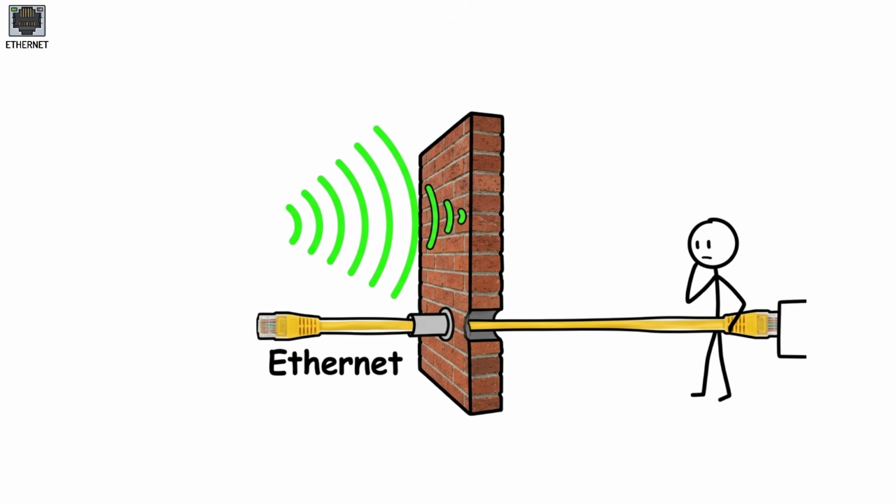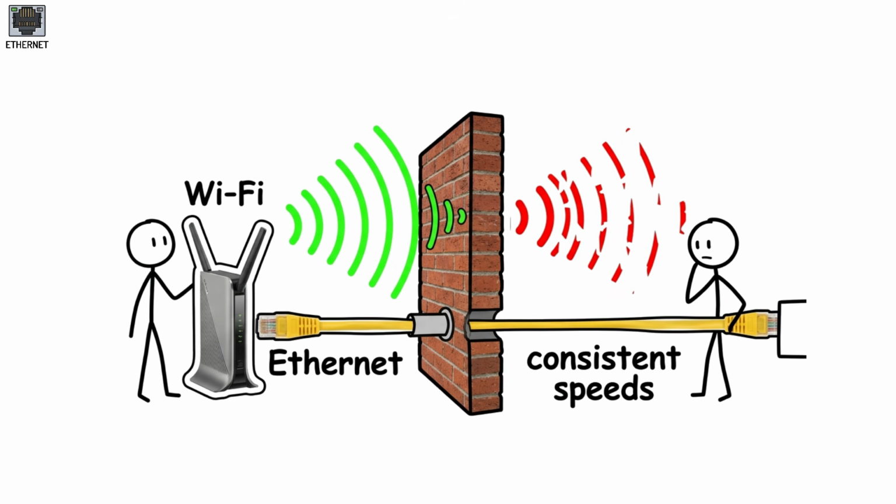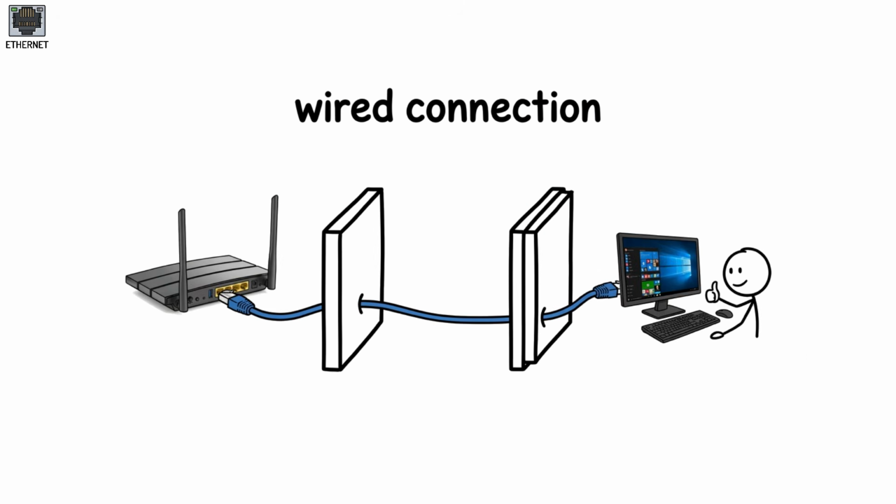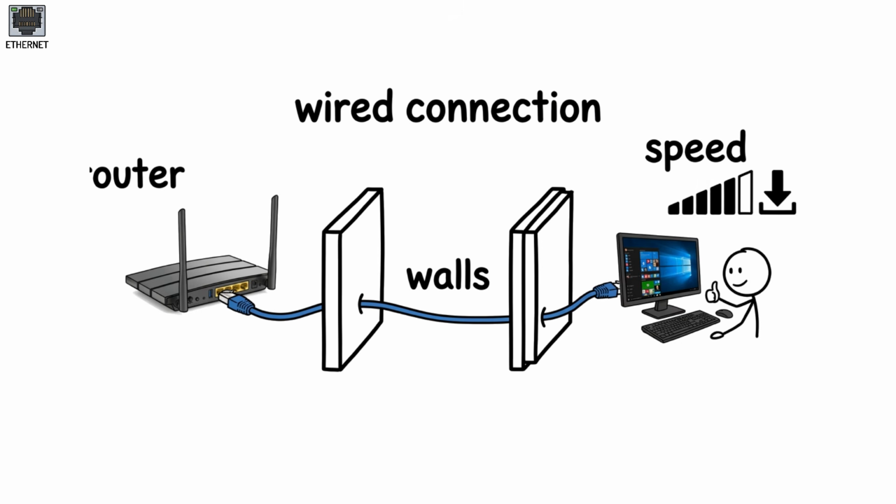Ethernet also gives more consistent speeds. Wi-Fi signals weaken when they pass through walls, and they compete with other devices on the same network. A wired connection doesn't have those problems. It delivers the same speed, regardless of how many walls are between you and the router.